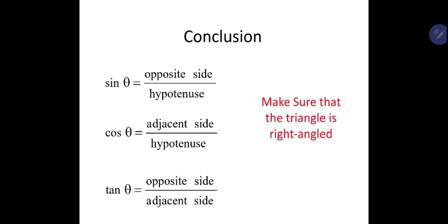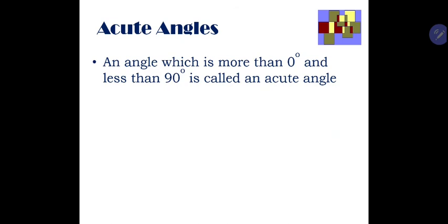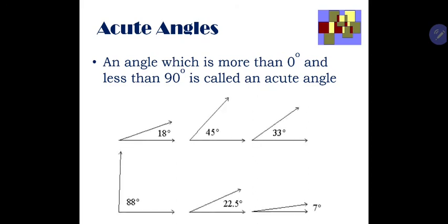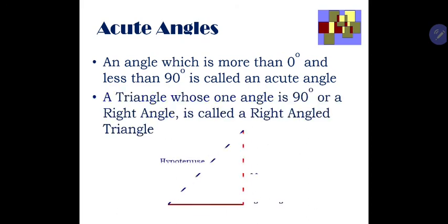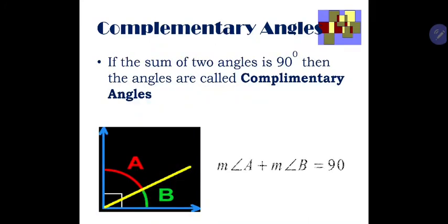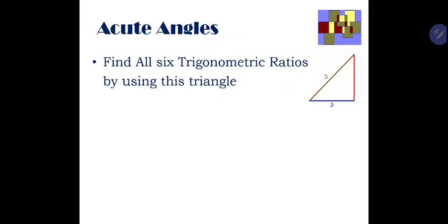You have to make sure that the triangle is a right angled triangle, because in other triangles you do not have the hypotenuse or the adjacent side or the opposite side. We have already discussed the acute angles, obtuse angles, the right triangles, the complementary angles, and the supplementary angles.